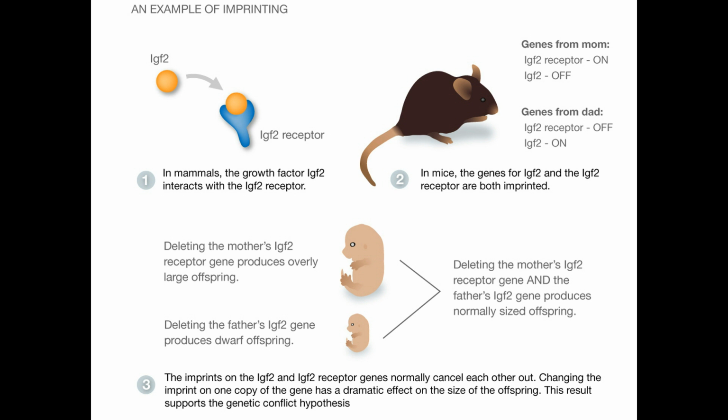So here the imprints of IGF2 and its receptor normally cancel each other out. Changing the imprint on one copy of a gene has an effect on the size of the offspring. So you can either end up with large or small offspring, depending on whether one of the genes is mutated or expressed.